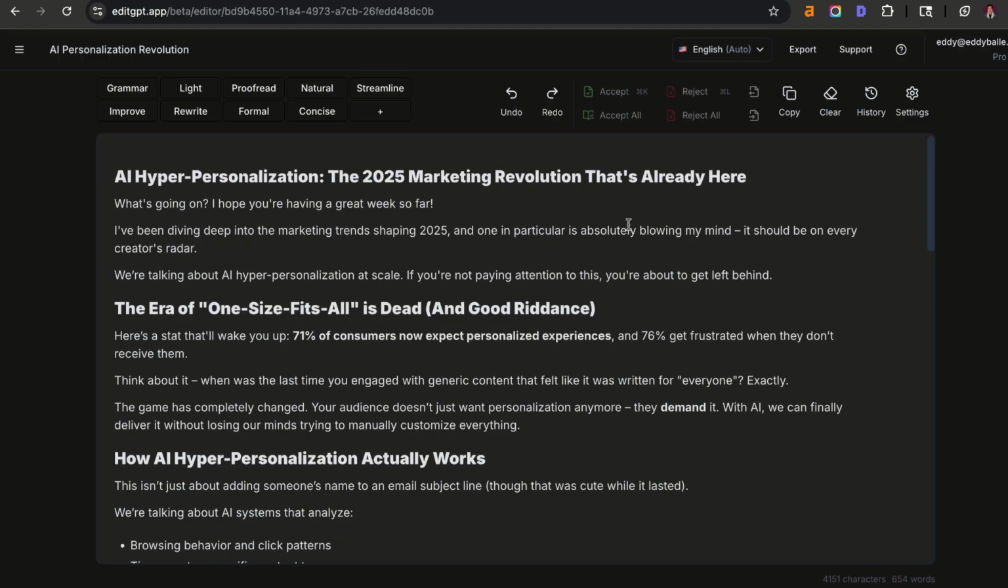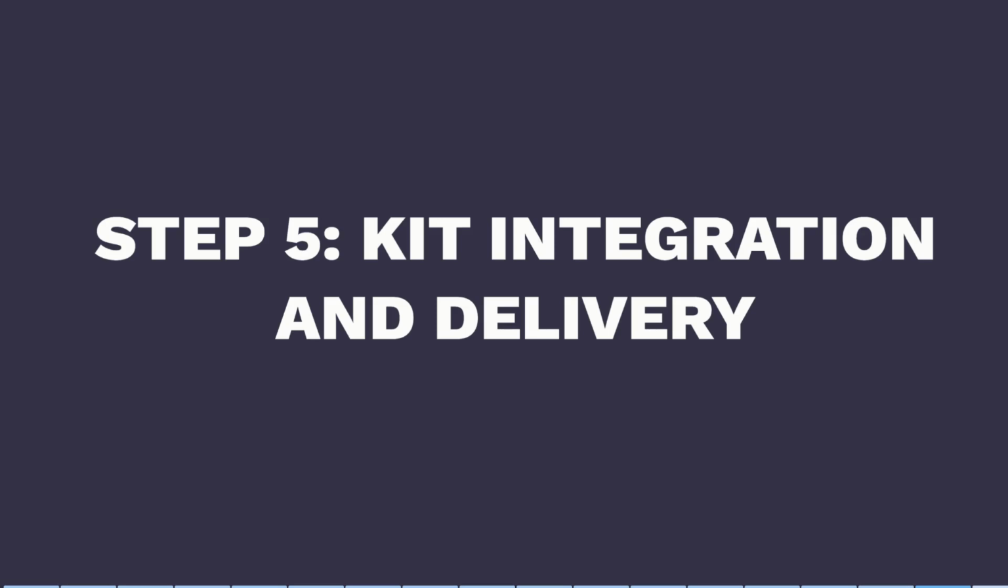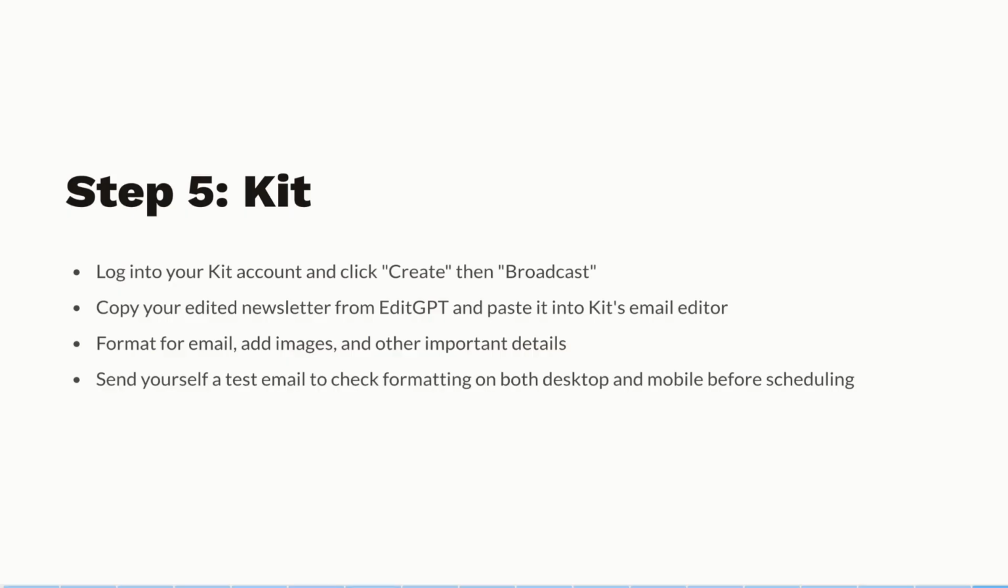And now that we've done all that, our next step is going to be adding this into your email marketing system. And I'm using Kit. You can use Beehiiv, ActiveCampaign. This is going to be very straightforward, but we're just going to go into Kit and create a new broadcast, which is how I send out my newsletters. You're going to then copy your edited newsletter from EditGPT and paste that into Kit's email editor. And then from there, we're going to want to format our email by adding more images and other important details. Let's say you have sponsors, you want to add all of those things in there.